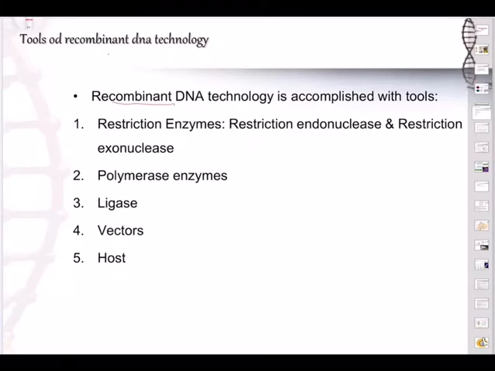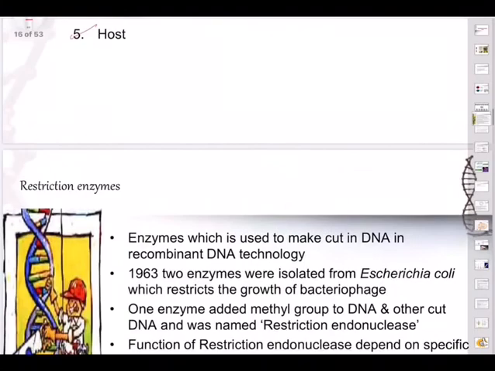So what do we require to do that? First of all, we require restriction enzymes. Restriction enzymes are of two types, restriction endonucleases and restriction exonucleases. So first and foremost, we require this tool, restriction enzymes. Second, polymerase enzymes. Third, ligase. Ligase is an enzyme that ligates, joins bits and pieces. Then vectors, to transfer the prepared rDNA into a suitable host. So we need these 5 tools for recombinant DNA technology.